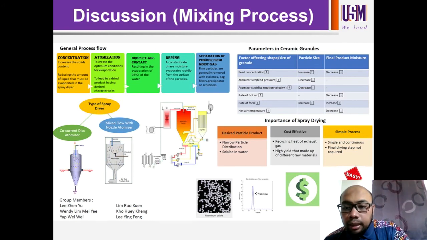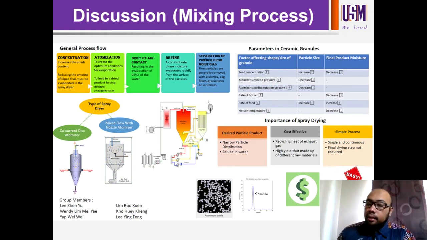Okay, for example, I summarize this one. If we increase the feed concentration, the particle size will increase, and the moisture content will decrease. If the atomizer feed pressure is increased, the particle size is decreased. Atomizer size, rate of hot air, rate of feed, and hot air temperature.